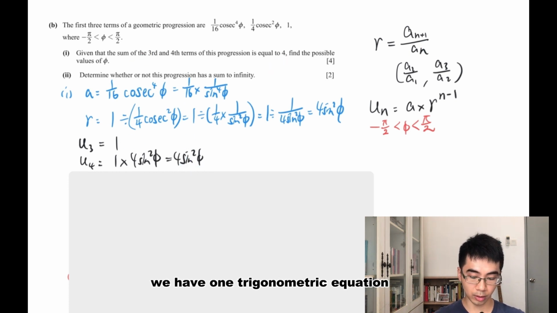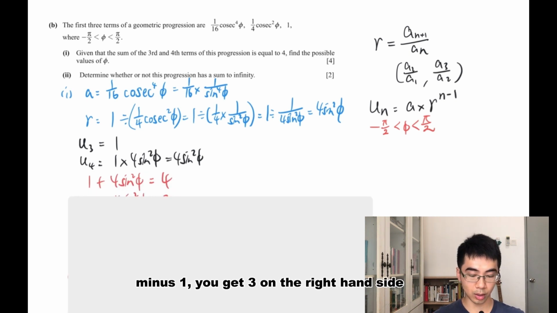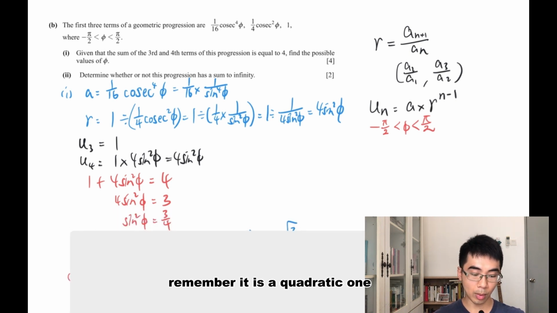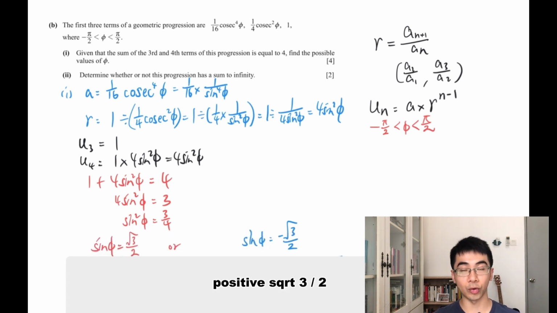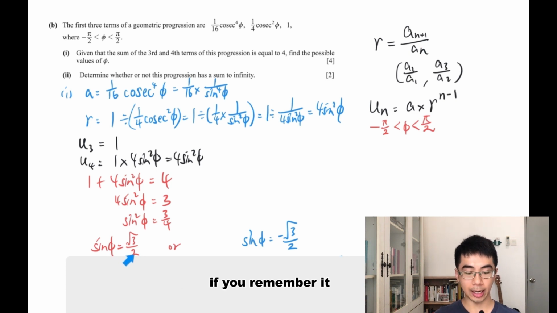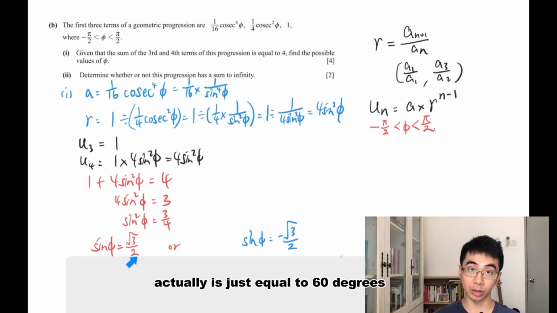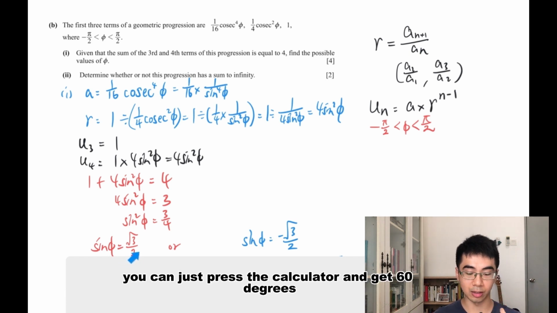So we have one trigonometric equation. So just solve this one. Minus 1, you get 3 on the right hand side, and then divided by 4. Remember, it's a quadratic one, so we should have two values of sine phi. For sine phi, it can be positive square root 3 over 2 or negative square root 3 over 2. For positive square root 3 over 2, if you remember, it's equal to 60 degrees. But if you don't remember, you can just press the calculator and you'll get 60 degrees.